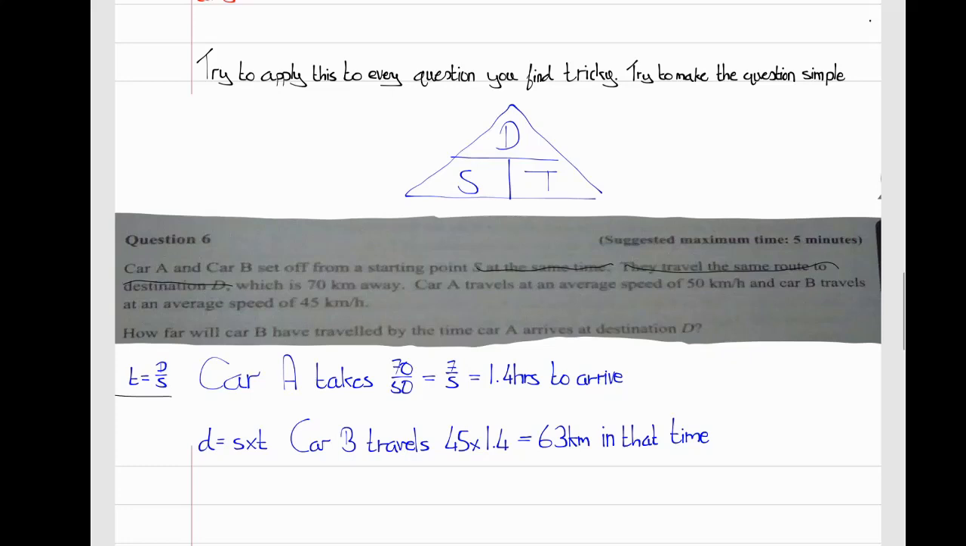We need to know the time first. That'll tell us how long it's taken car A to get to destination D. Time is the distance divided by the speed. Car A is going to take 70 divided by 50, which is 1.4 hours to arrive.